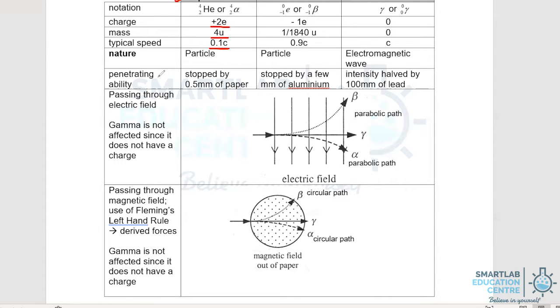Alpha particle, which has substantial mass and therefore substantial momentum, would have negligible wavelength. Therefore, alpha particle behaves more like a particle. Alpha particle could be stopped by 0.5 millimeter of paper.